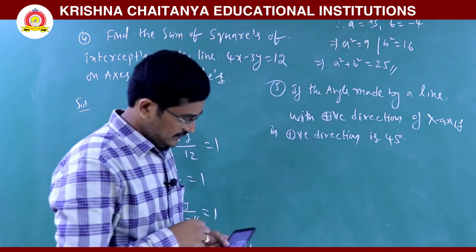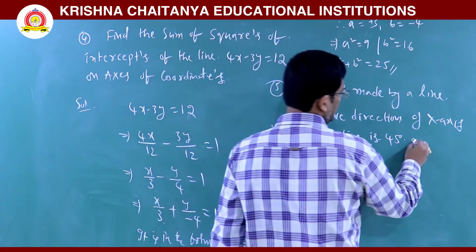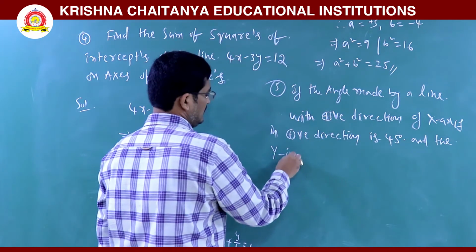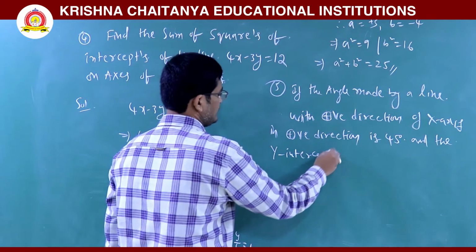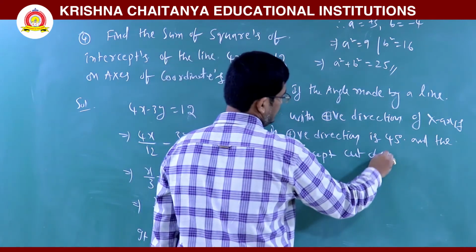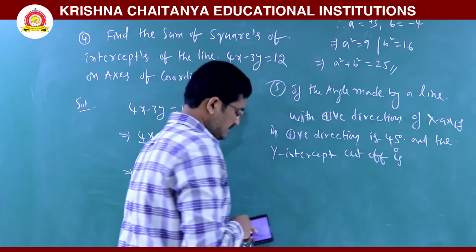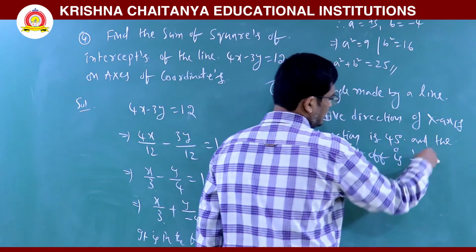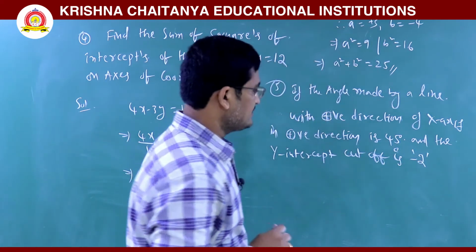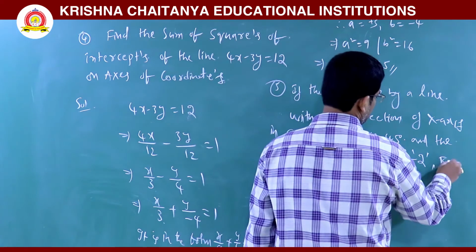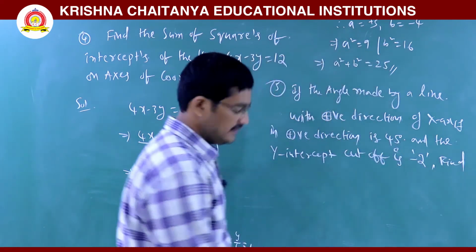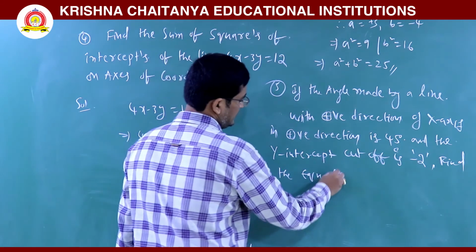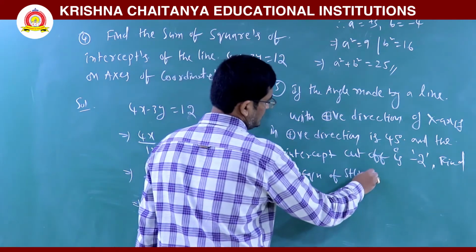and the y-intercept cutoff is minus 2. Then the question is: find the equation of the straight line. That is the question there.